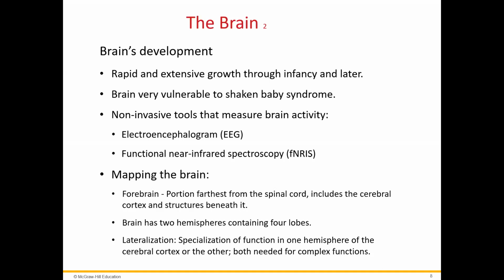The brain has two hemispheres containing four lobes. So two hemispheres, it's split down the center into two halves. The two halves of the brain are often responsible for different types of processes, and we call this lateralization, when there is specialization of function in one hemisphere of the cerebral cortex or the other. We always are using both hemispheres in one way or another, but sometimes we have concentrated activity on one side or the other for certain processes.